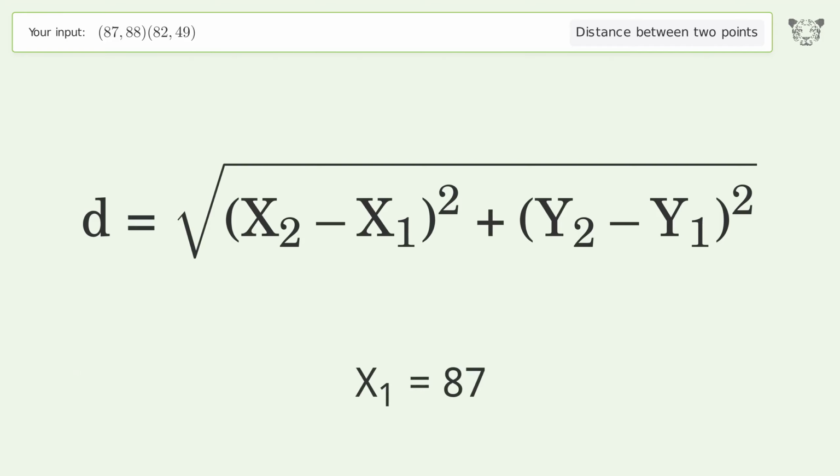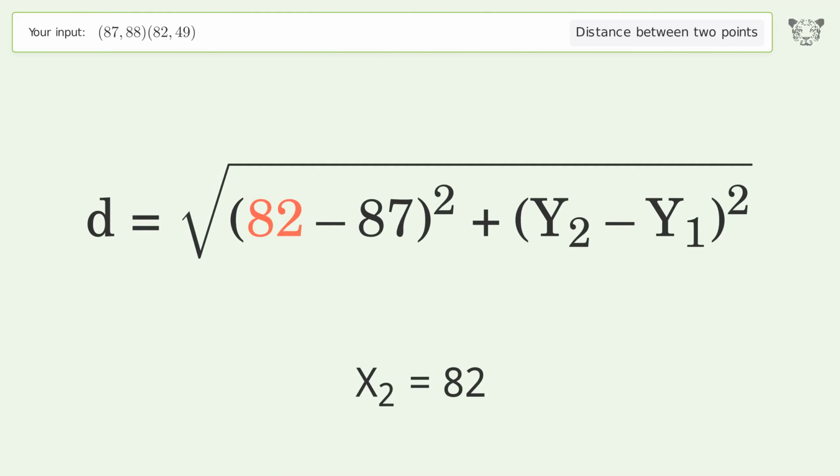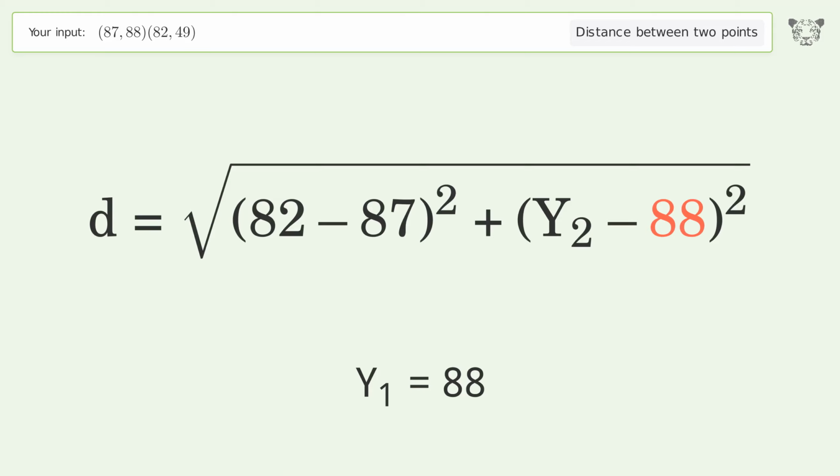x1 equals 87. x2 equals 82. y1 equals 88. y2 equals 49.